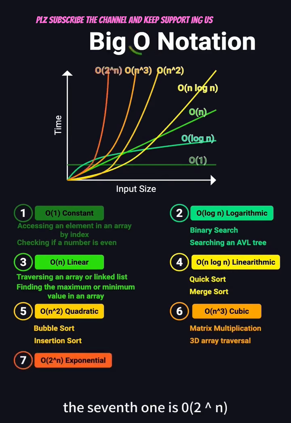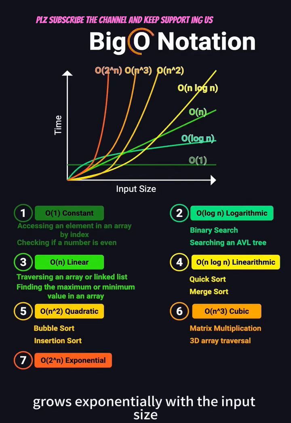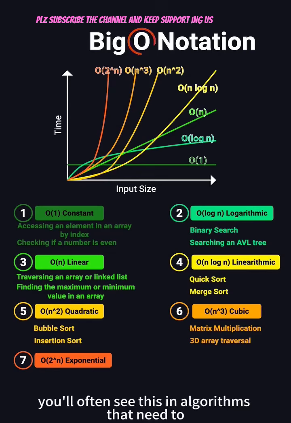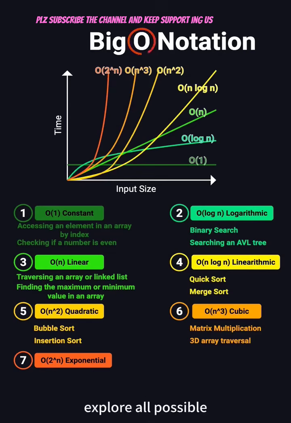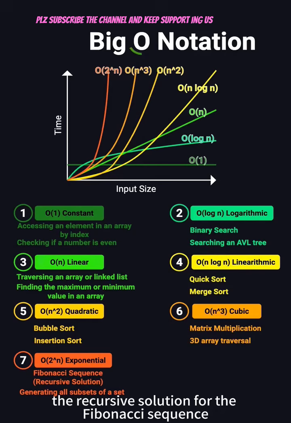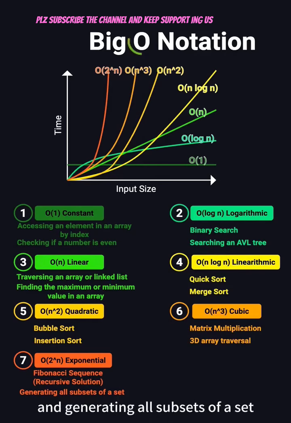The seventh one is O(2 to the power of n), or exponential time complexity. This means the execution time grows exponentially with the input size. You'll often see this in algorithms that need to explore all possible subsets or combinations. Examples include the recursive solution for the Fibonacci sequence and generating all subsets of a set.